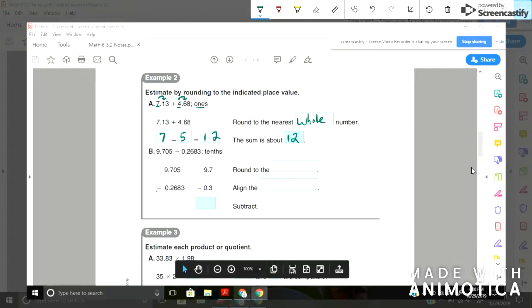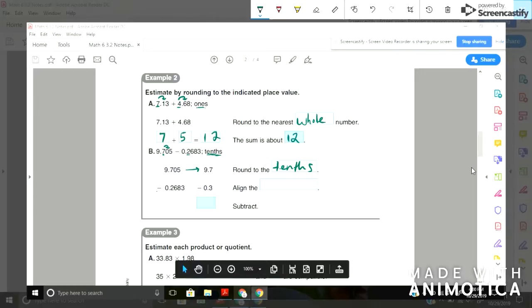The next one I need to round to the tenths place. And the tenths place is the first spot after the decimal to the right. So round to the tenths. That's what the directions told me. And I'll look at the number behind. It's a 0, so I'll keep this the same. So 9.705 would round to 9.7.